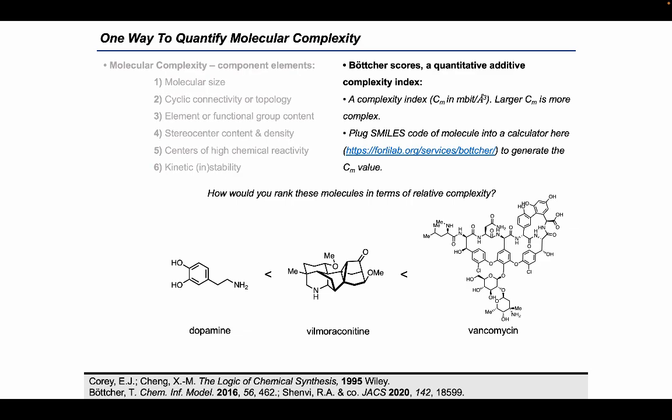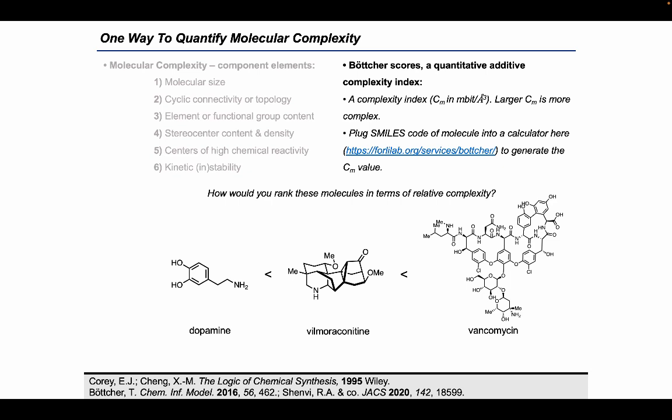Fortunately, there have been efforts to quantify molecular complexity within the chemoinformatics community. Thomas Böttcher has developed a quantitative additive complexity index, denoted CM, for structural complexity, which accounts at least for the first 4 features of Corey's component elements of molecular complexity, using degrees of freedom as one factor.